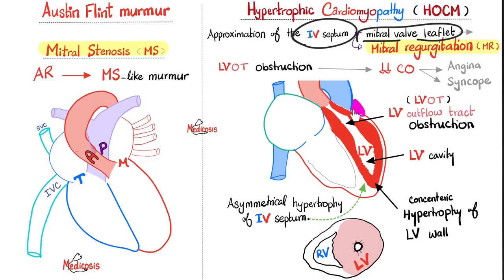Making it harder for the mitral valve to close, or making it easier for the mitral valve to bulge upwards during ventricular systole. And that's why hypertrophic obstructive cardiomyopathy can lead to mitral regurgitation.